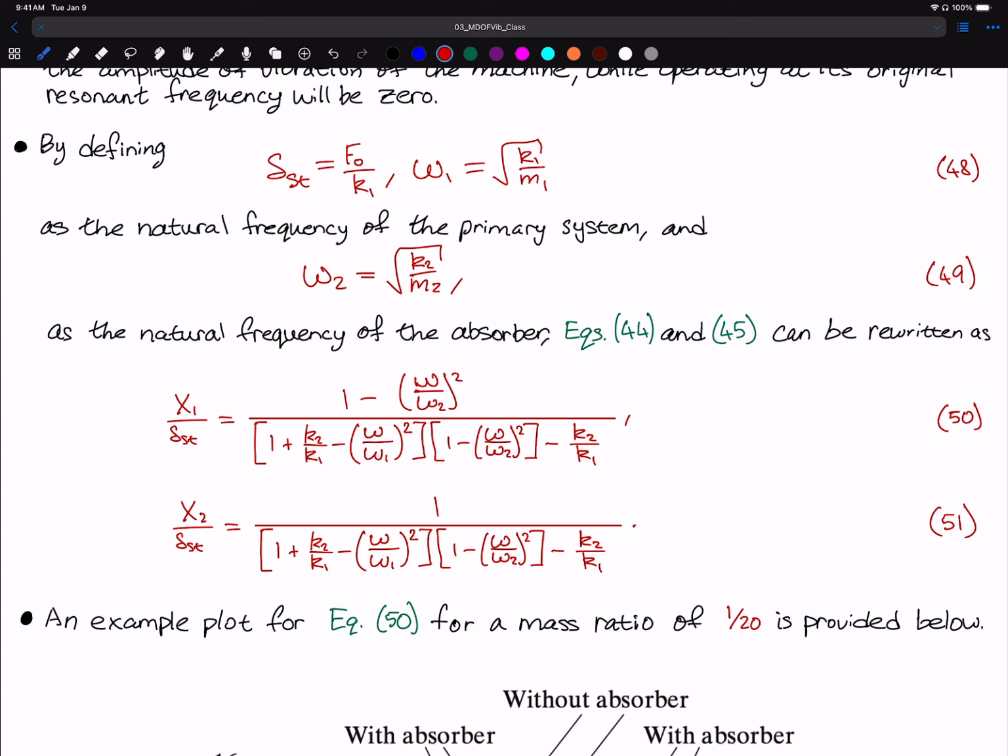And here we end up with ratios of the forcing frequency. First of all, we got the ratio of the displacement amplitude to the scaled forcing amplitude for each of the degrees of freedom. We also end up with frequency ratios of omega over omega 2 and omega over omega 1. And with this, we can now actually go and plot these, and we can do comparisons between the responses of the two masses.